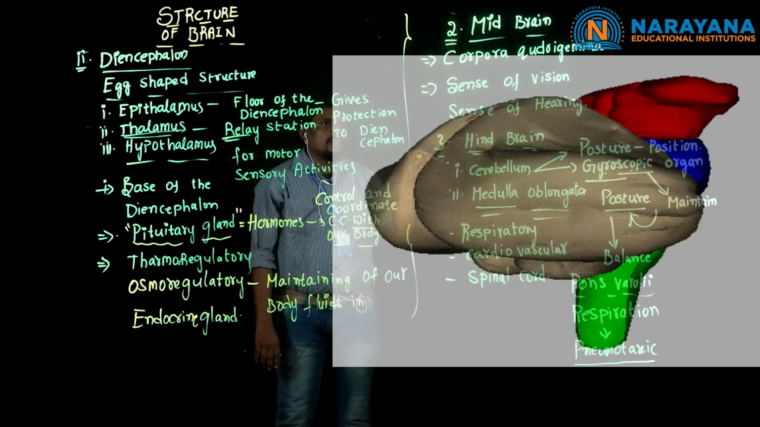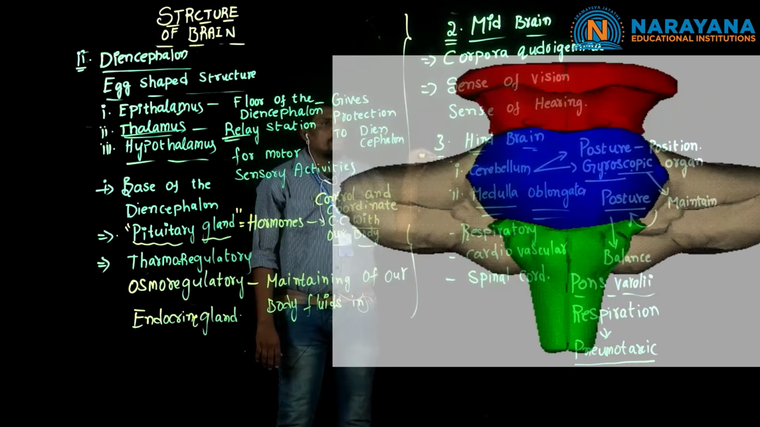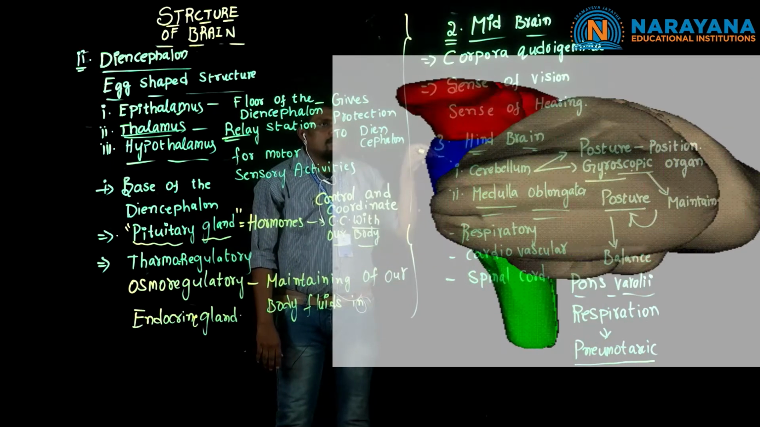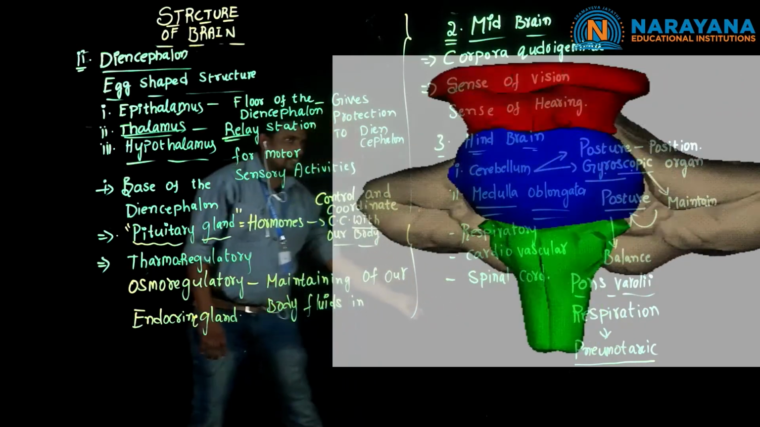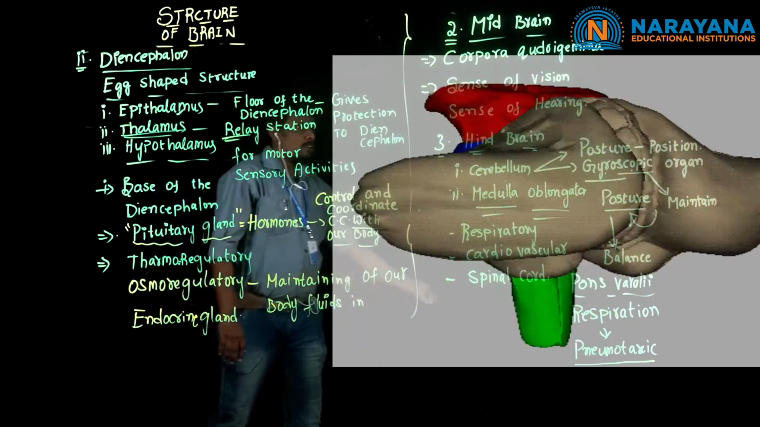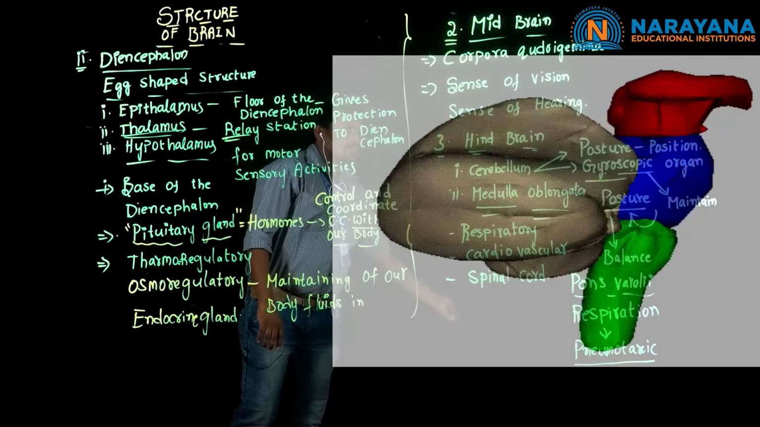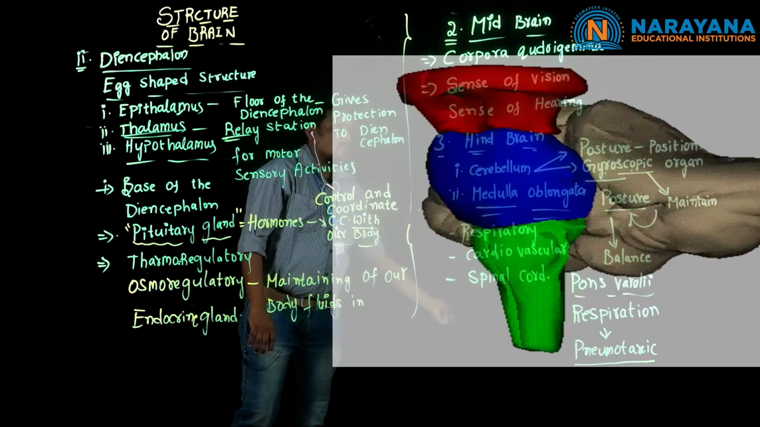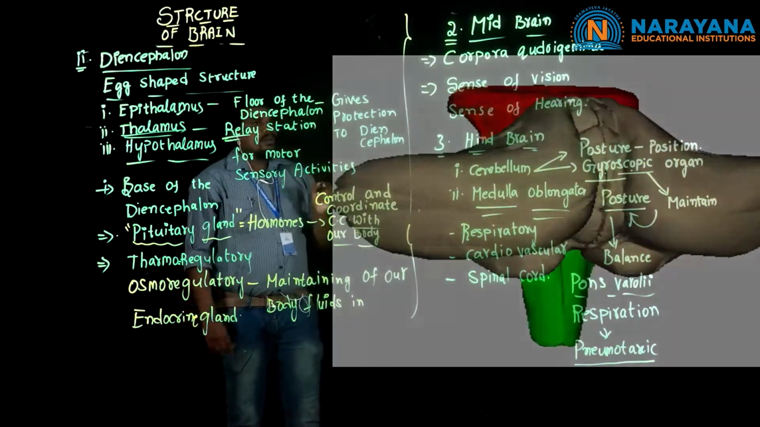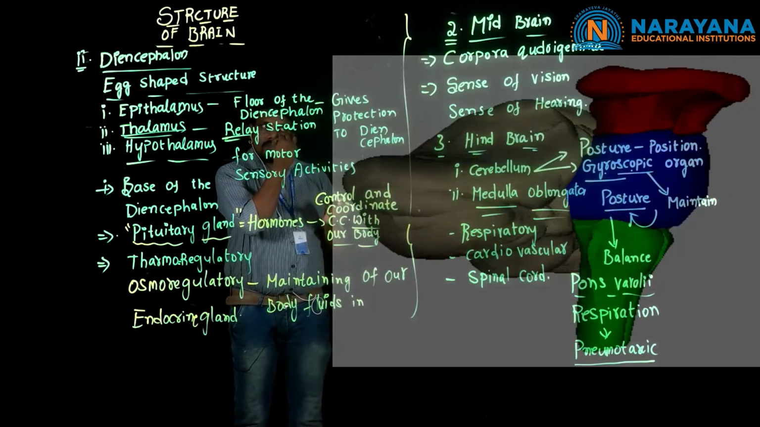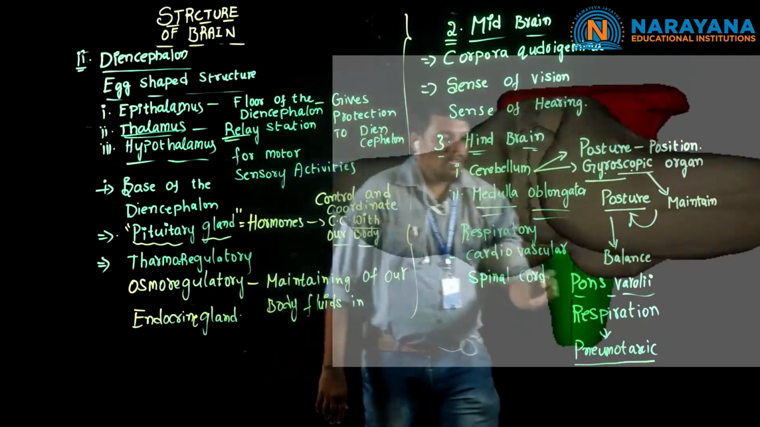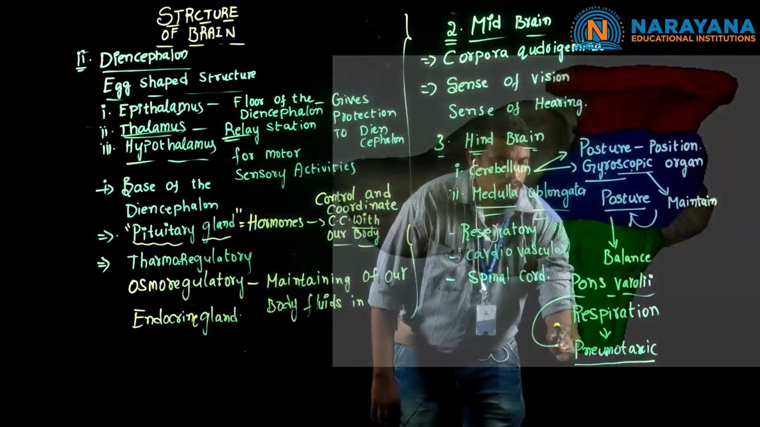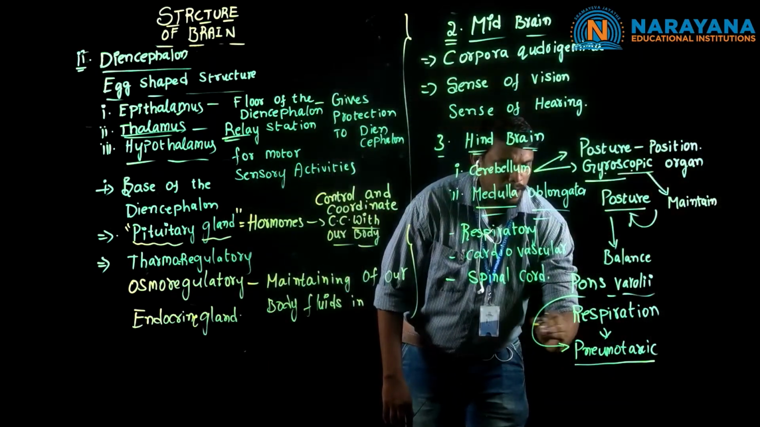This is pons varolii. Pons varolii includes the brain stem. Below this pons varolii, the medulla oblongata is there. Exactly this one. This medulla oblongata continues into the spinal cord. Yes. Pons varolii is responsible for respiration.